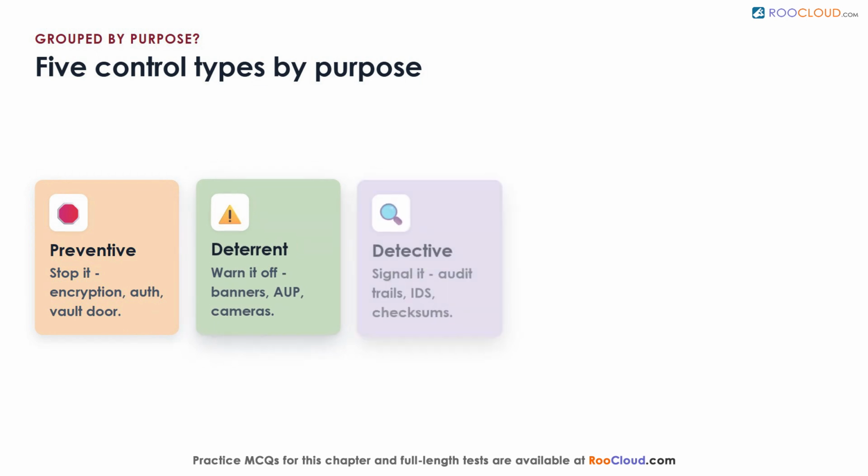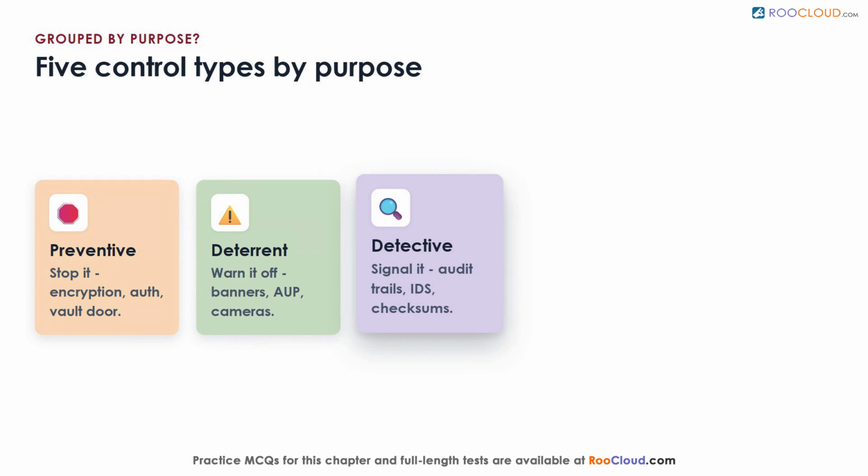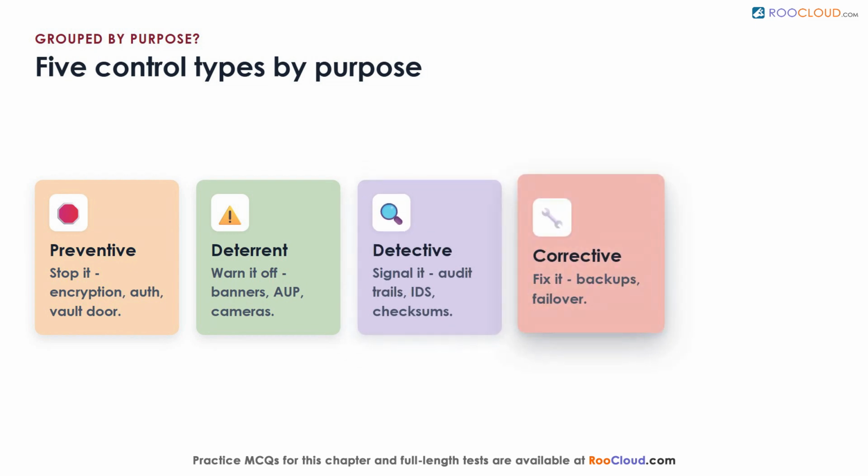What is a detective control? It signals that something happened without blocking it. Audit trails, intrusion detection, and checksums. What is a corrective control? It fixes the damage once a problem is found. Restoring from backups, fixing errors, and failing over automatically.